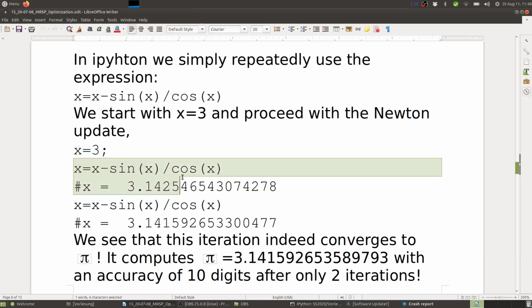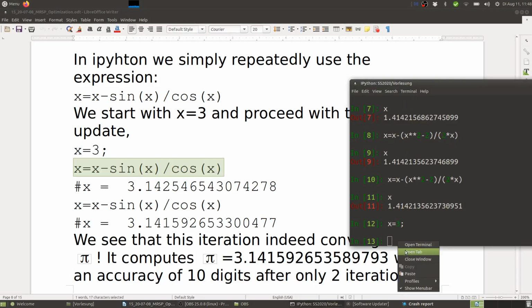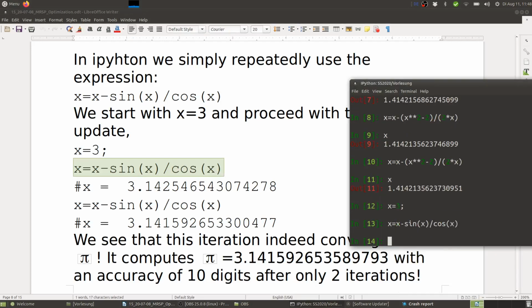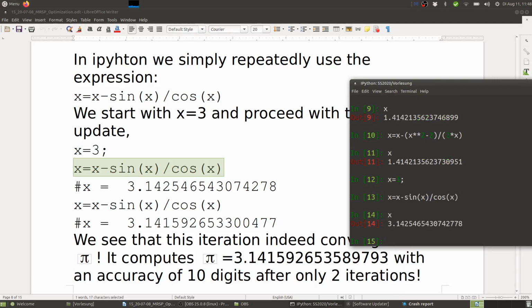So then this is our iteration. Again, on the right hand side we have the old x, and on the left hand side we have the new x. So here's our x. So here we can see, wow, it's already pretty good, right? 3.14, already 3 digits. Then let's do it again.